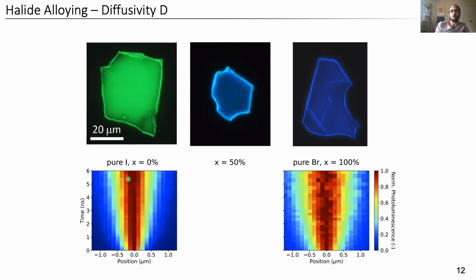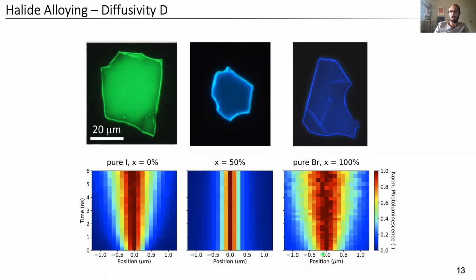We observe that both for the pure iodine and the pure bromine, there is a significant and relatively fast outward diffusion of the population. But if we look at the 50-50 case, what we observe is this complete stagnation of the diffusion. This is, of course, quite surprising, given that we have phase purity, and this would then be due purely to the local statistical fluctuations.